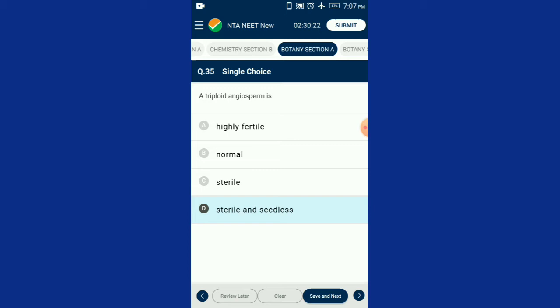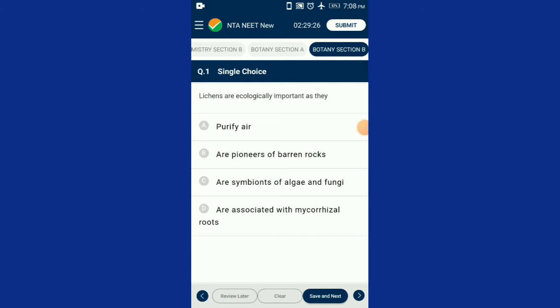From botany section B, there are 15 questions we are going to discuss. First question. Lichens are ecologically important as they are pioneer species, species that invade a bare area. Lichens initiate plant succession on rocks. They secrete acids that dissolve rocks, which help in weathering and soil formation. So the answer is option B. Lichens are ecologically important because they are pioneers of barren rocks.